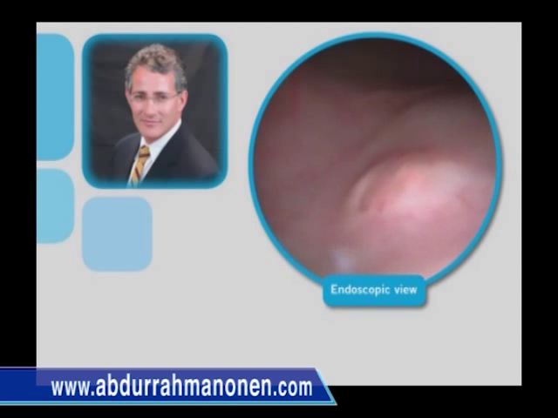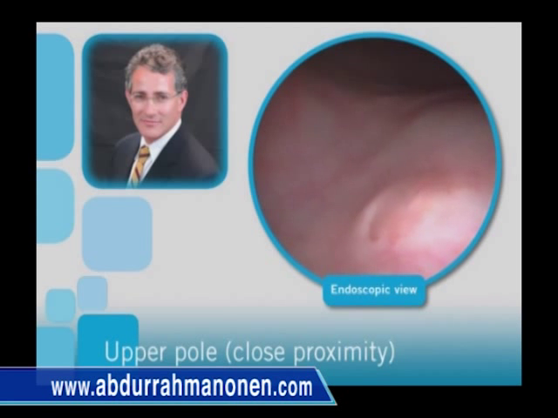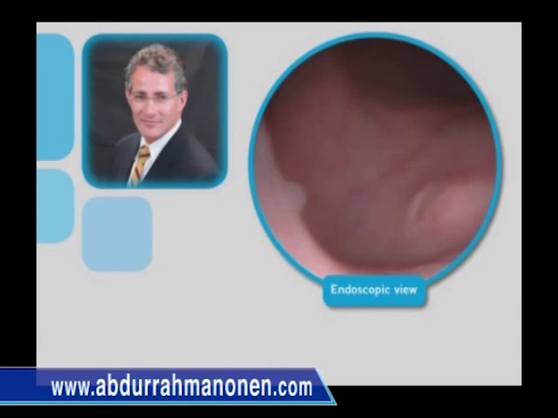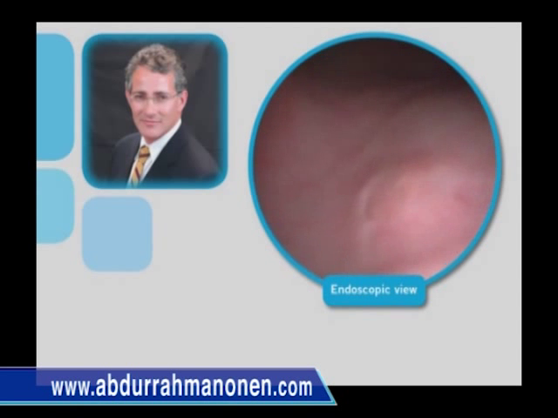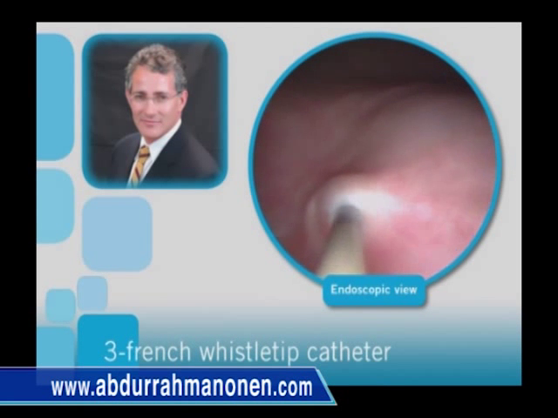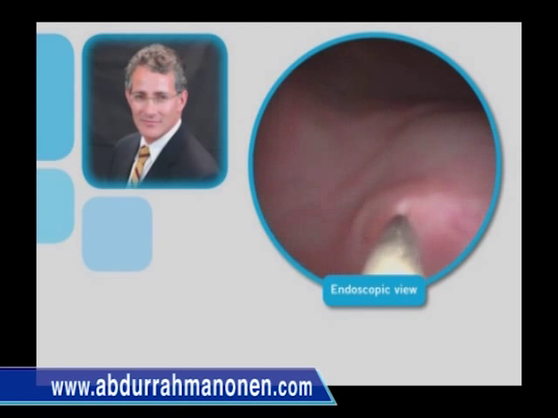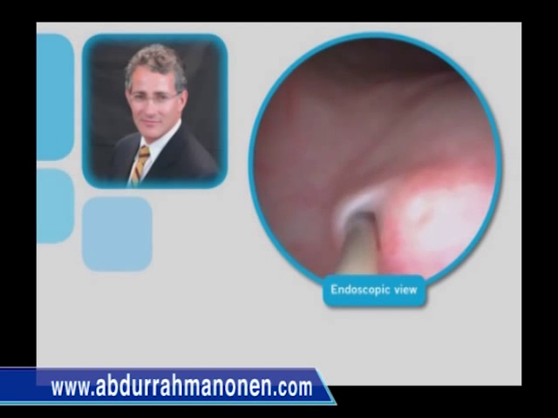It is difficult to identify the upper pole ureteral orifice, which is in close proximity. In these cases, it is sometimes helpful to use a catheter for purposes of identification. Here, a 3 French whistle tip catheter is placed within the upper pole ureteral orifice, as well as the lower pole orifice, showing their close proximity.